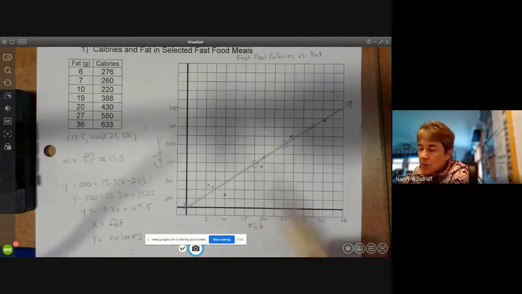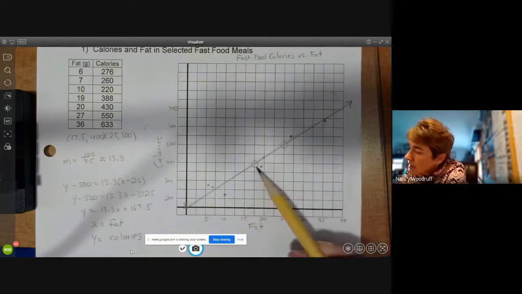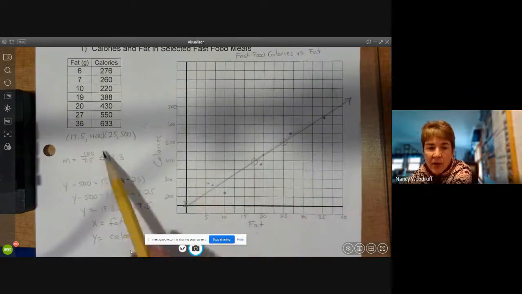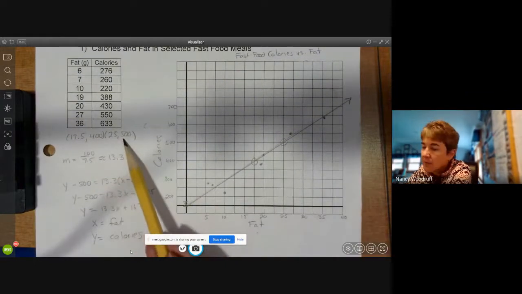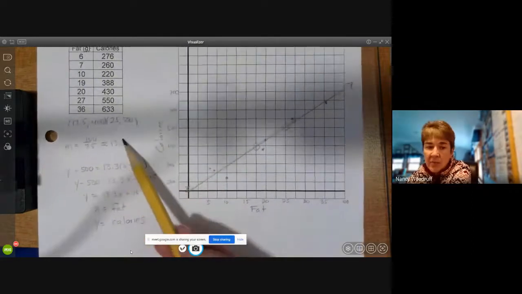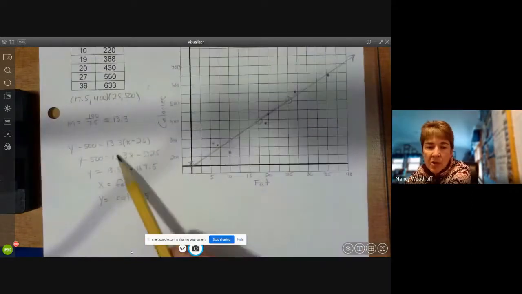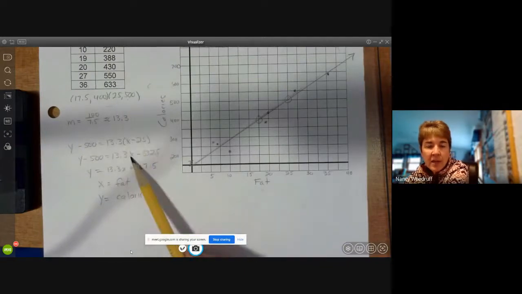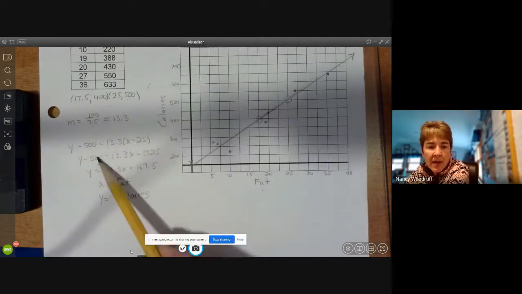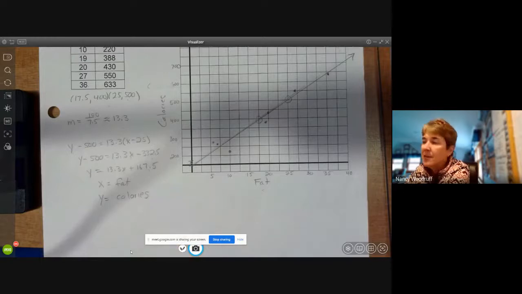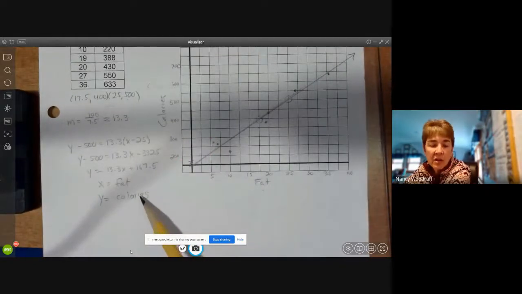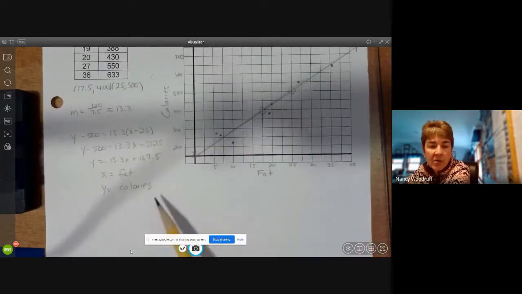Alrighty, plotted the points. Next thing, I write up my line and I find 2 points that are in the crosshairs and I write the coordinates down. There they are. I'm going to calculate my slope and use the point-slope form. I chose the point without the decimal. Of course I did. Distributive property, add the 500, and here is the equation of my line. And don't forget to define your variables.